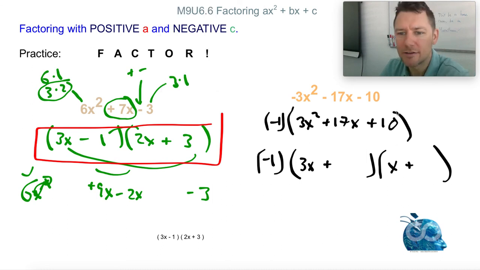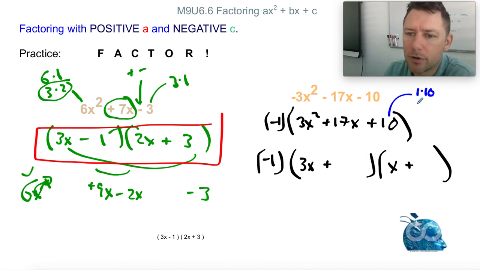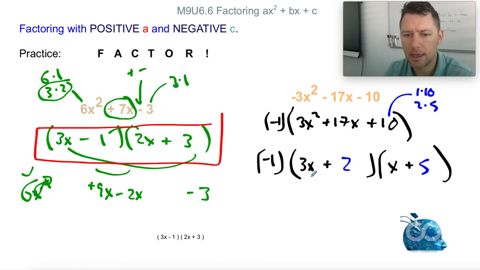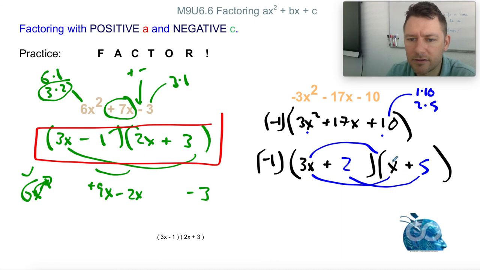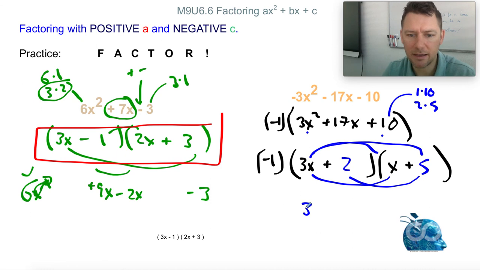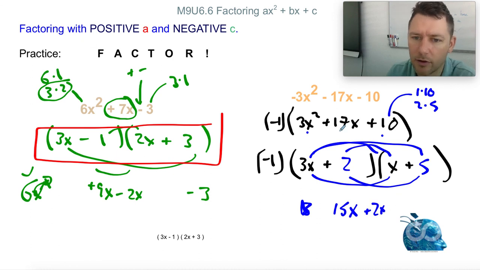Okay. So then the 10 can either be 1 and 10, unlikely since this is sort of an average number, or 2 and 5. So I'm going to try 2 and 5. And so this would give us the 3x squared we're looking for. This would give us the 10 we're looking for. This gives us 15x. And this gives us 2x. Yay. So we got it right the first time. We didn't have to switch anything around because 15x and 2x gives us 17x. So that should be our final form.